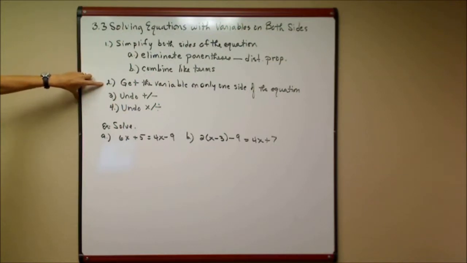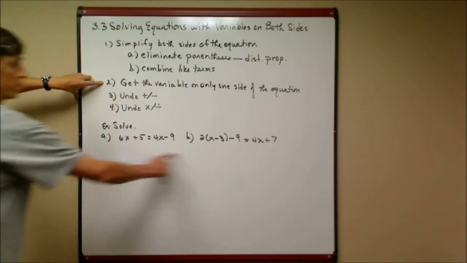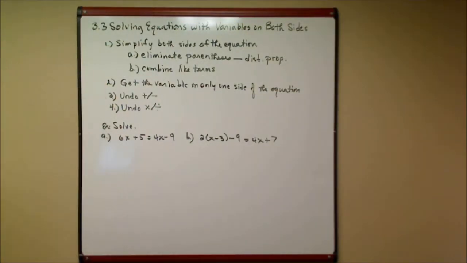But here's the new one. Get the variable on only one side of the equation. You can't isolate the variable if it's on both sides of the equation. So I'm going to show you what to do as far as getting the variable on one side. And because these problems are going to have the variable on both sides, as you can see with the first couple of examples that I have here, there are a couple of special cases that we'll have to consider also.